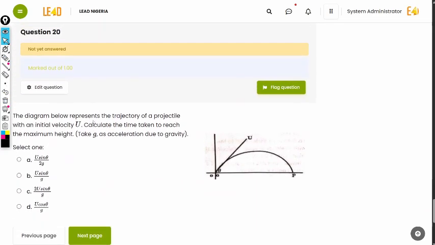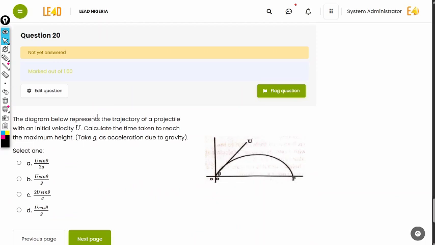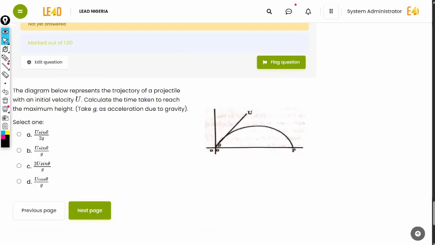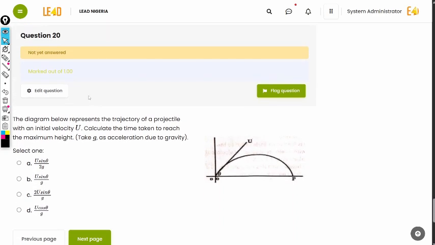Question 20 says, the diagram below represents the trajectory of a projectile with an initial velocity u. Calculate the time taken to reach the maximum height. Take g as acceleration due to gravity. The time for the entire projectile motion, from start to finish, is 2u sine theta over g. That's the formula to go all the way up and then come all the way down.